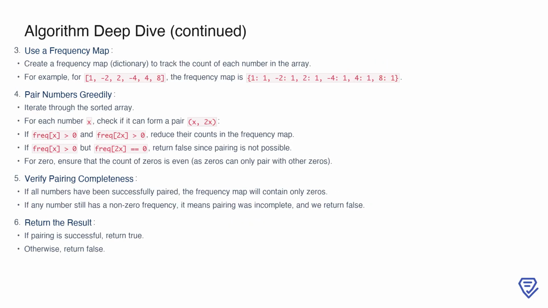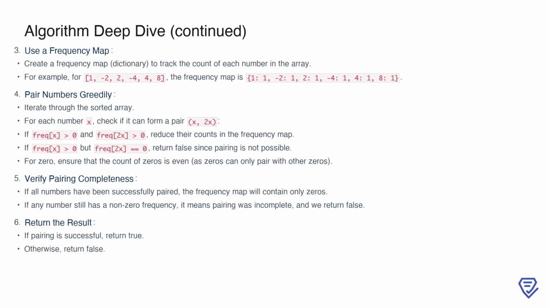Once the array is sorted by absolute values, the next step is to use a frequency map to keep track of the count of each number. This frequency map allows us to efficiently determine how many instances of a number are available for pairing. For example, given the sorted array 1, -2, 2, -4, 4, 8, the frequency map becomes 1:1, -2:1, 2:1, -4:1, 4:1, 8:1. With this map in place, we can begin the greedy pairing process.